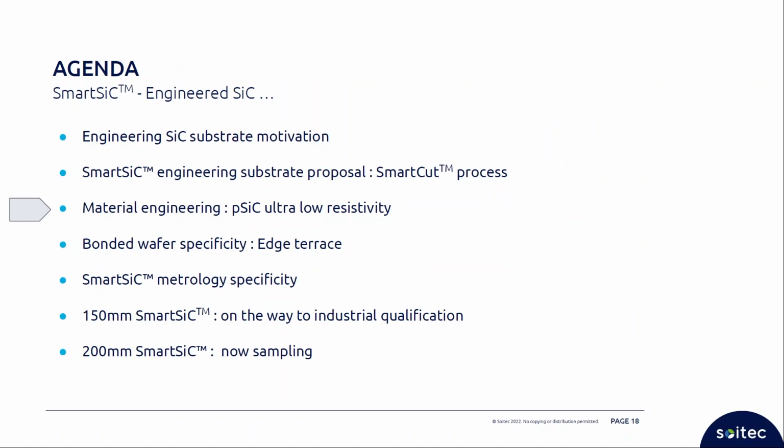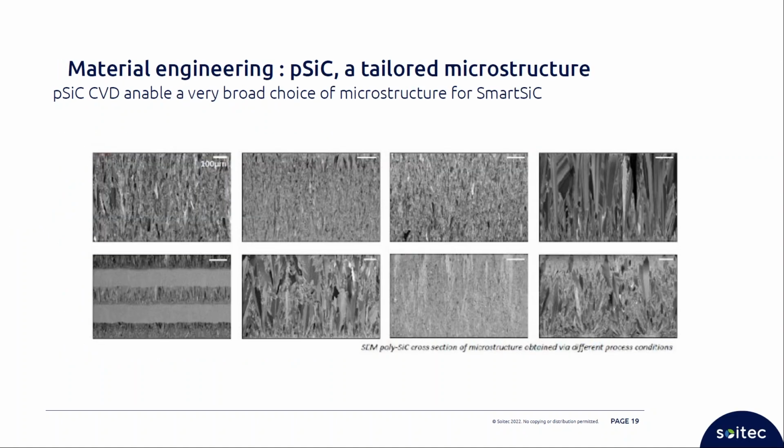Well, we are SmartSiC. We need to do some analysis. PolySiC is obtained by CVD technology. But with PolySiC CVD, you can have a very large choice of microstructures. Of course, here I show a few examples. Some of these options can be considered for the SmartSiC.